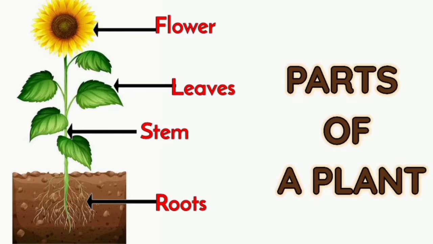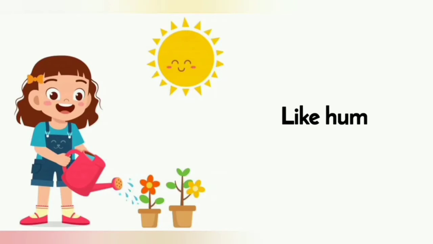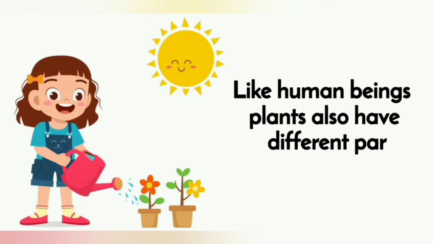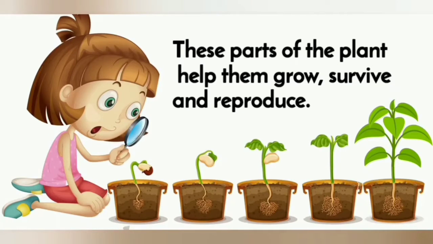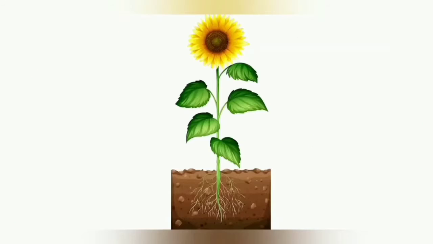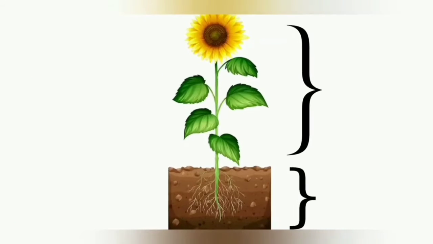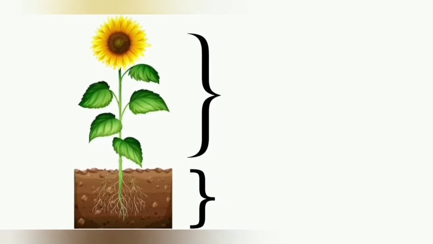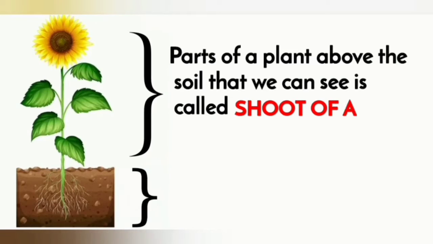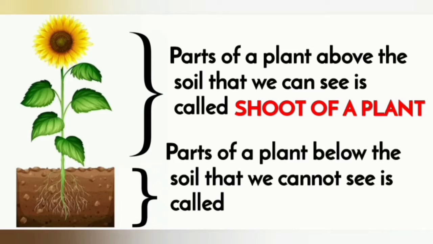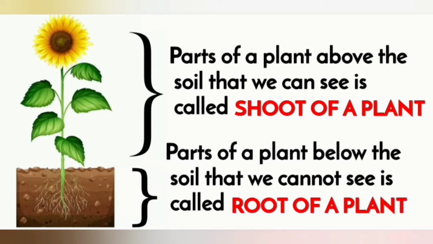Parts of a plant. Like human beings, plants also have different parts. These parts of the plant help them grow, survive, and reproduce. Some parts of the plant are above the ground, while some are below the ground. The parts of a plant above the soil that we can see is called the shoot of a plant. Parts of a plant below the soil that we cannot see is called the root of a plant.